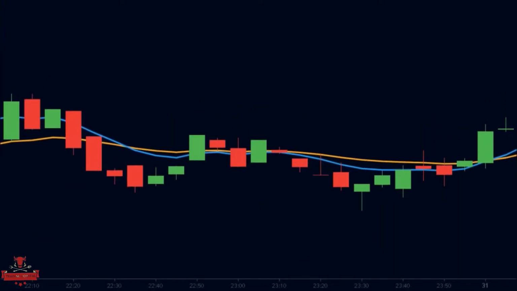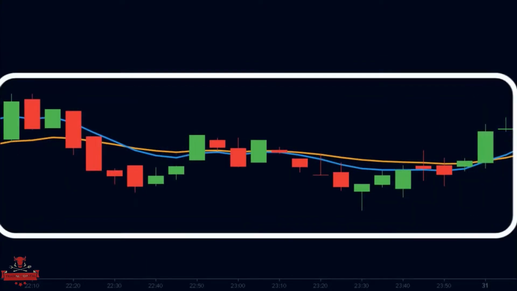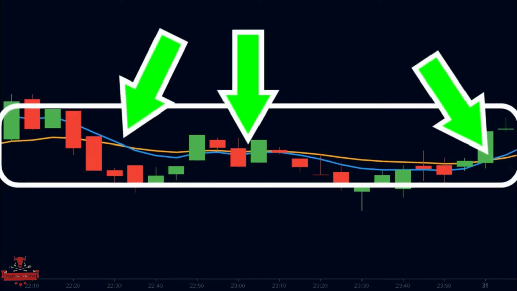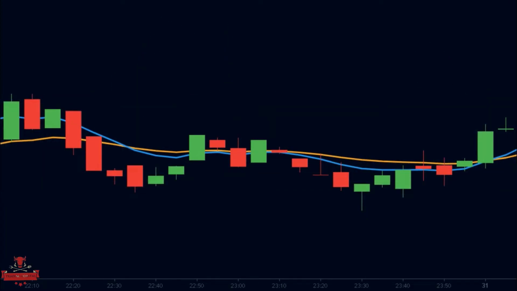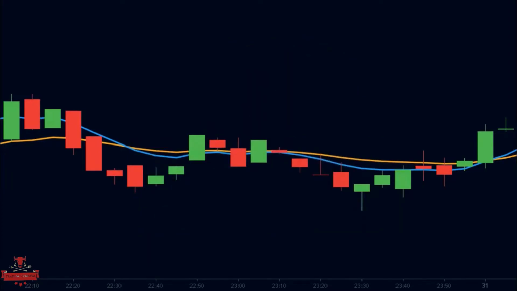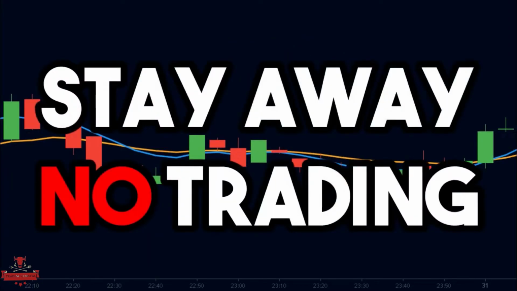In a sideways market, we can see that the price moves around the moving averages. It does not stay above or below the EMAs. We can also see that the EMAs stay flat and there are multiple crossovers between them. There is no clear indication of a trend. Hence, we will stay away in these scenarios and we will not enter into any trades.